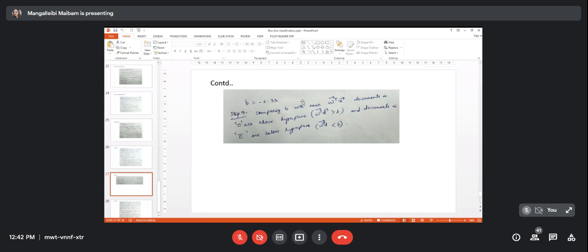And for D2 also we got 0.33, and up to D3 we got 0.33. That means the values are greater than our B value, because our B value is minus 0.33. So we can conclude that documents in class China are above the hyperplane.